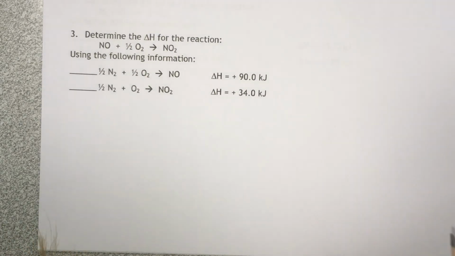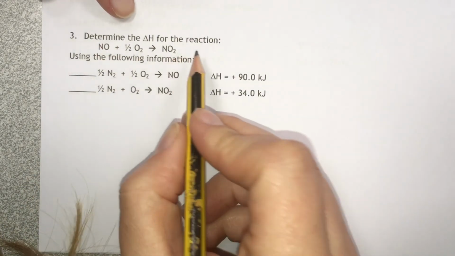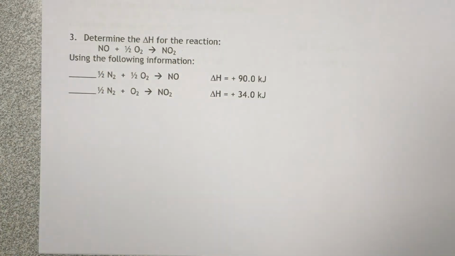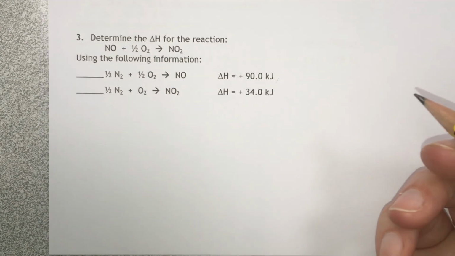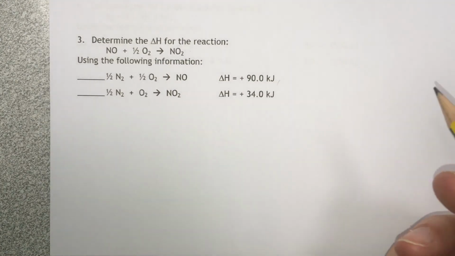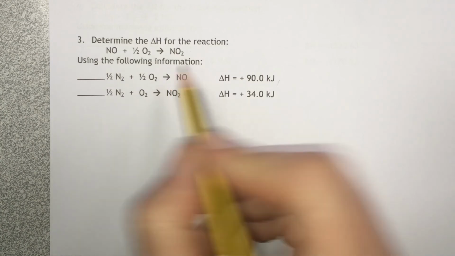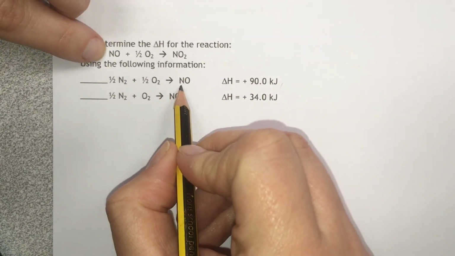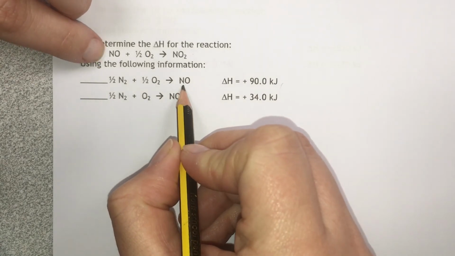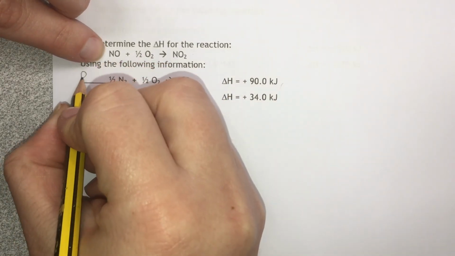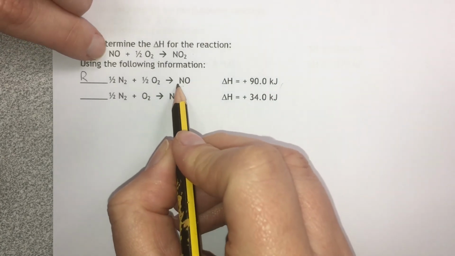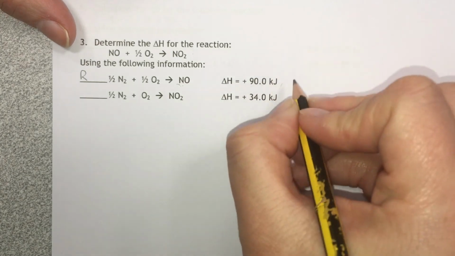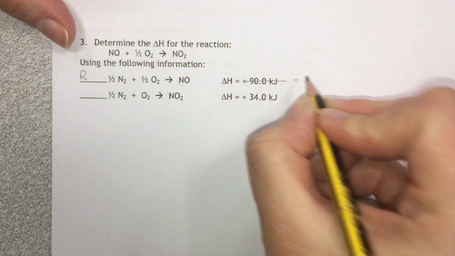All right, let's do number 3 of our homework. Determine the delta H for this reaction, and we're going to use this information. So we are going to basically first see what we're going to do to these equations. So we have NO. For sure we need to reverse it. And the coefficients are matching, so we're going to leave that alone. So we're just going to reverse this, which means we need to change the sign.